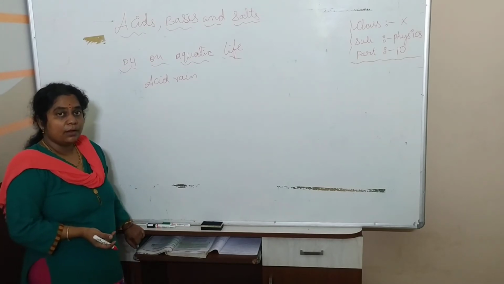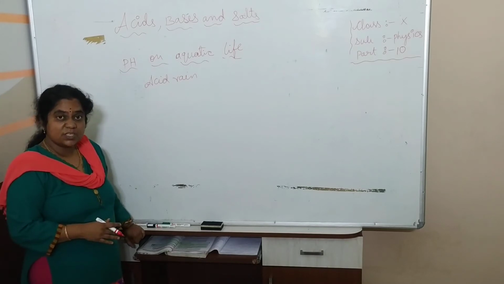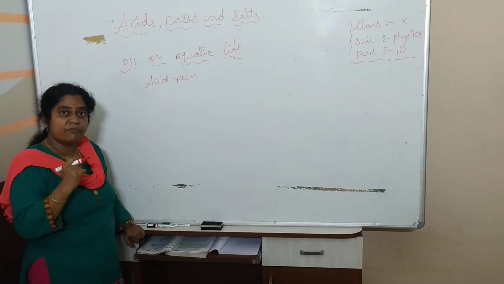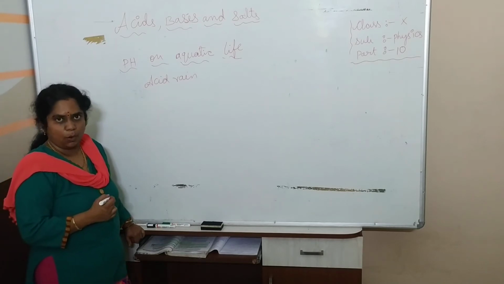Generally, the pH of rainwater will be 7. But sometimes the rainwater pH will be below 5. What is the reason? Why is it happening? So that we are going to see now.